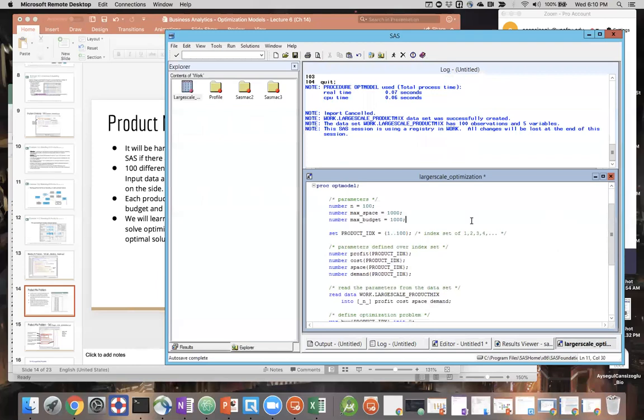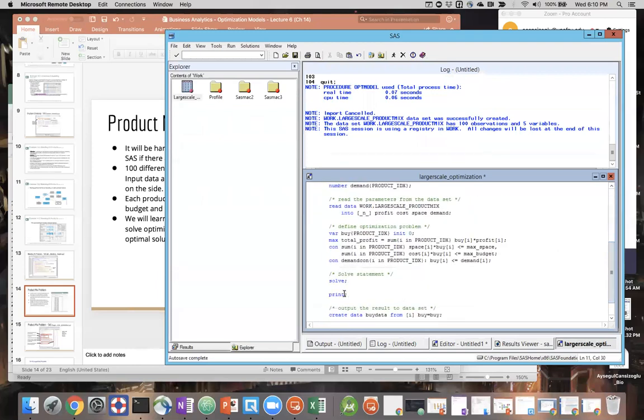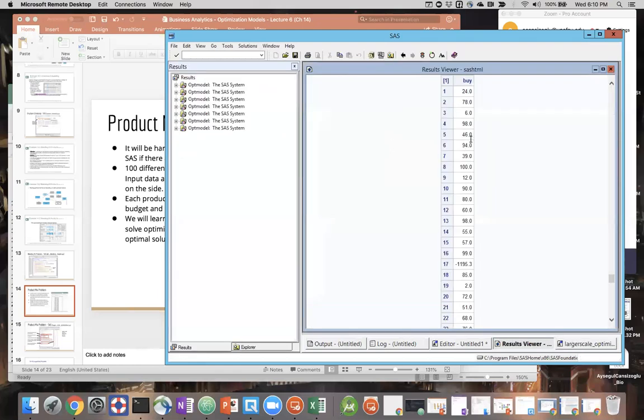Okay, so I basically put a print by. Did I put print by? And now I'm going to print. You can see, right? It's printed here. So we know, for example, the first item we are going to buy 24. The second item we are going to buy 78. But this is so many, so we need to kind of scroll down, right?